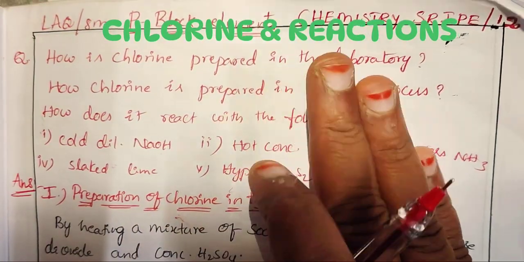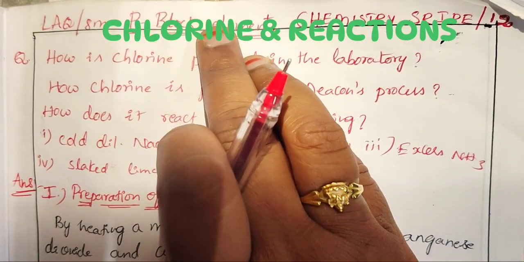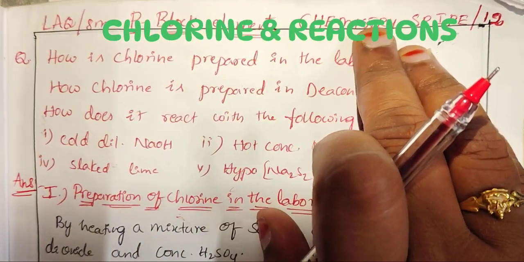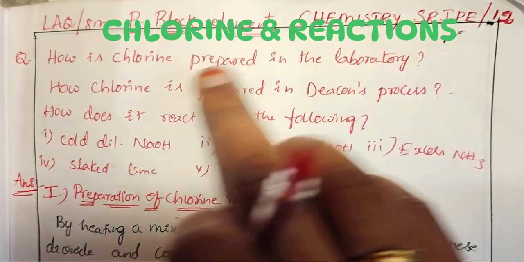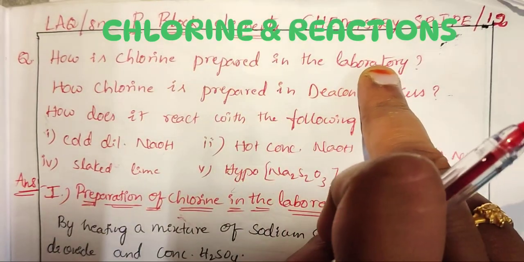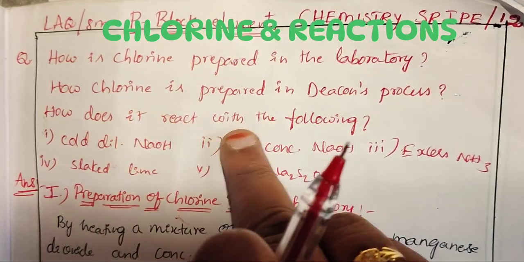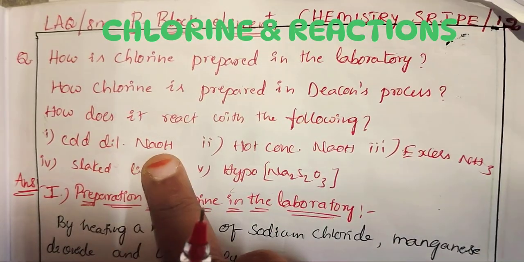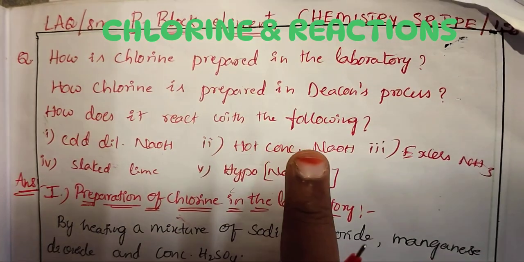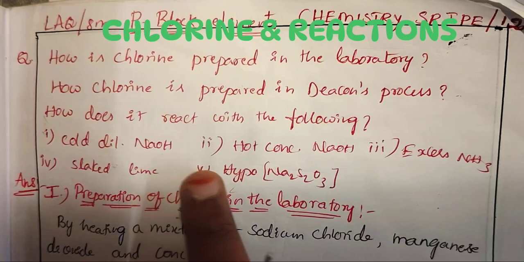Today I will discuss an important long answer question from the lesson P block elements from Chemistry, Senior AP or Class 12. So what is the question? How is chlorine prepared in the laboratory? How is chlorine prepared in Deacon's process? How does it react with the following? Cold dilute NaOH, hot concentrated NaOH, excess NH3, slaked lime, hypo.